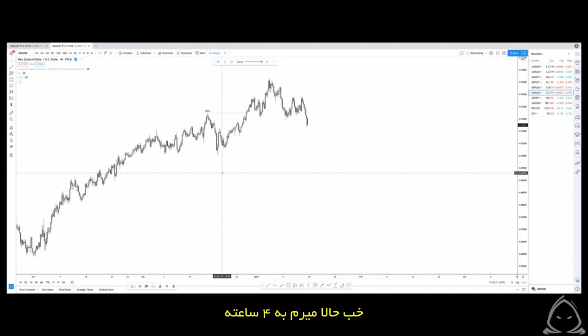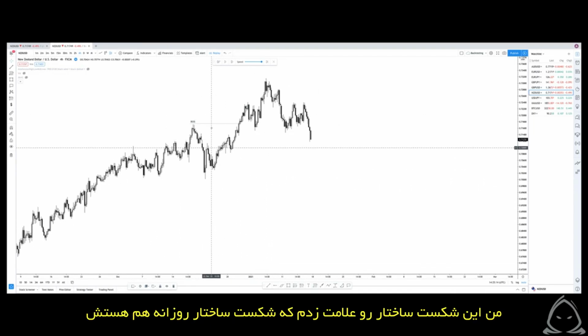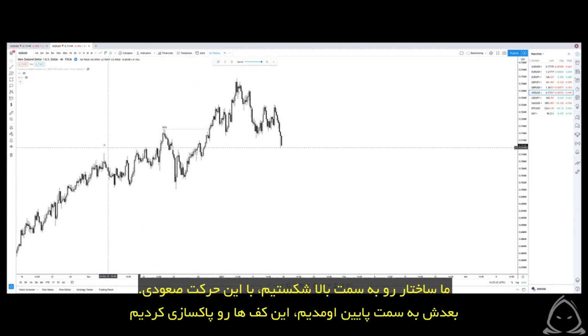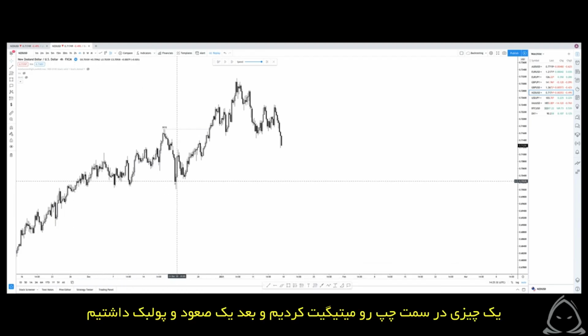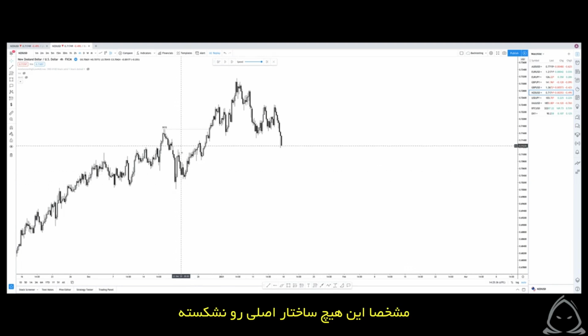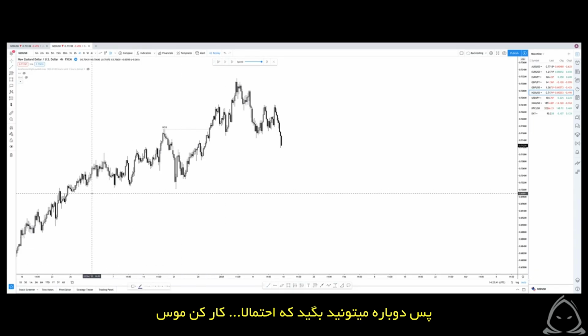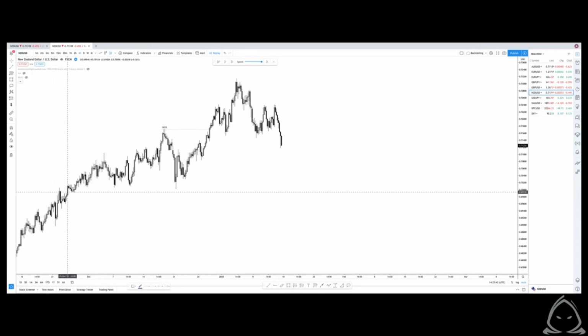So drop into the 4 hour now. I have this breaker structure marked out here, which is also obviously the daily breaker structure. The reason I like this area here is because we broke structure to the upside over here with this push up. We then came back down, swept these equal lows, mitigated something to the left, and then we've had a push, a pullback. This obviously didn't break any major structure. We pulled back, mitigated something here.